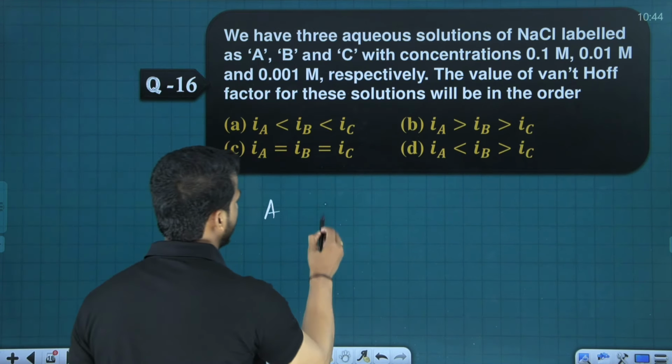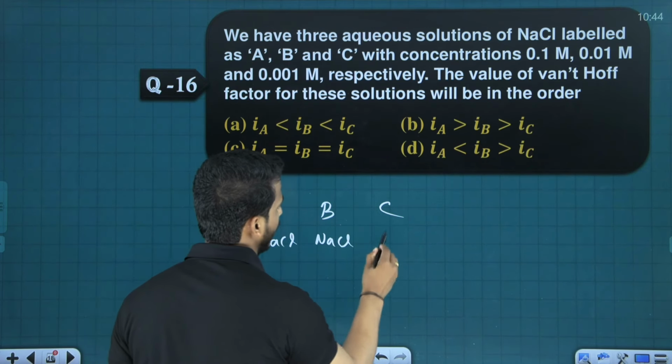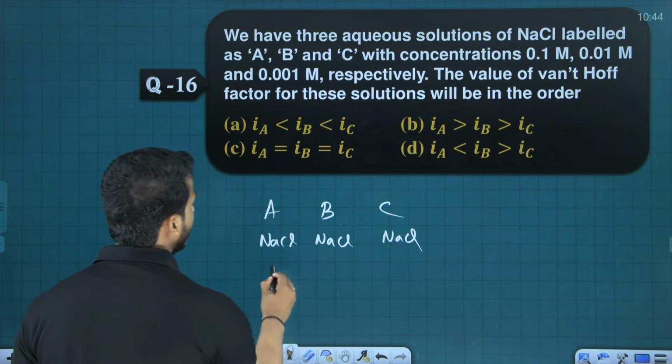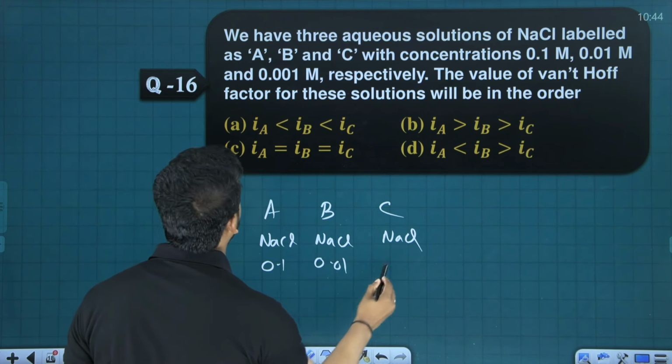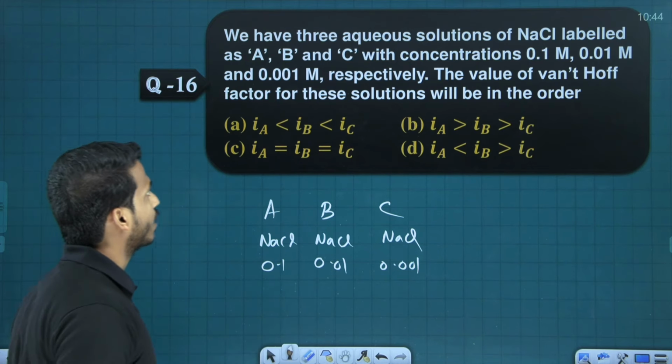Okay, A, B, C. There are 3 solutions which all contain NaCl as the solute, and the concentrations given are 0.1, 0.01, and 0.001 molar. What is the value of the Van't Hoff factor for the solutions?